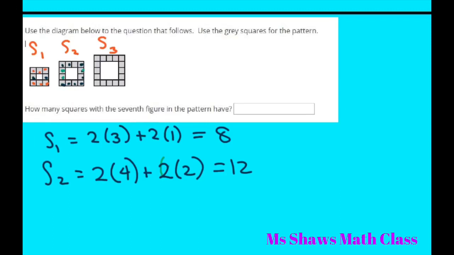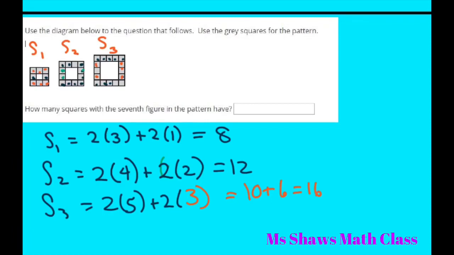And let's do stage 3. I have 2 of these. There's 5 there and 5 at the bottom here. So that's 2 times 5 plus 2 times 1, 2, 3, and 1, 2, 3. So that's 2 times 3. That would be 10 plus 6, which is 16.